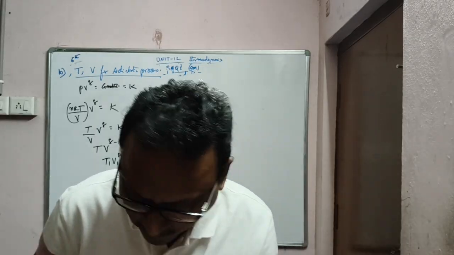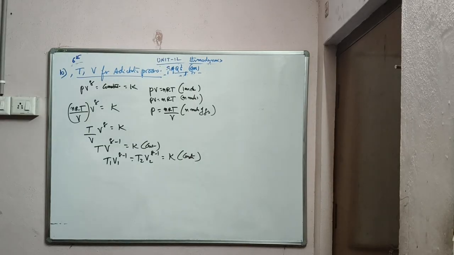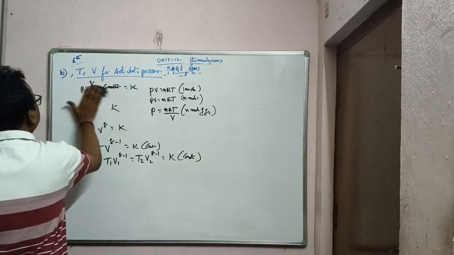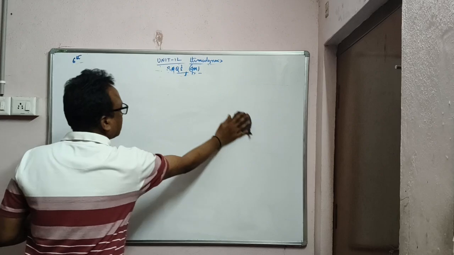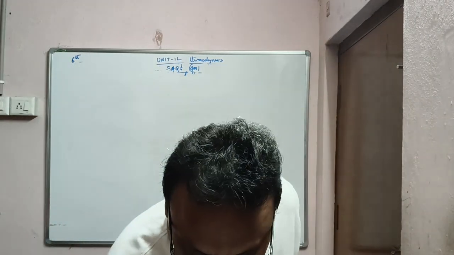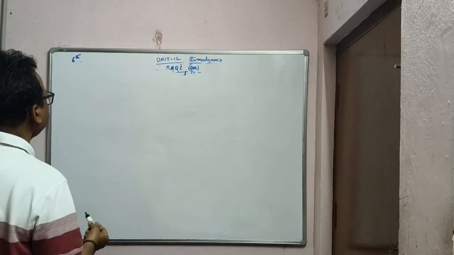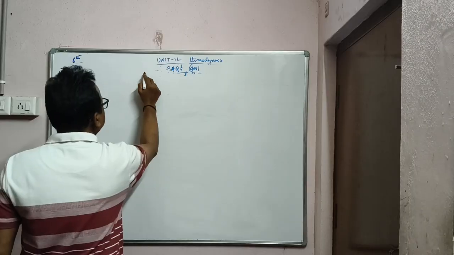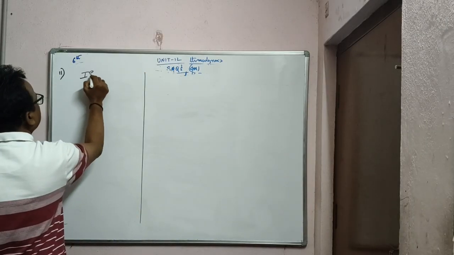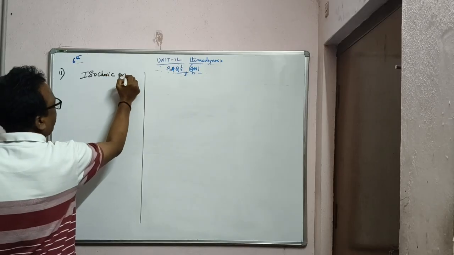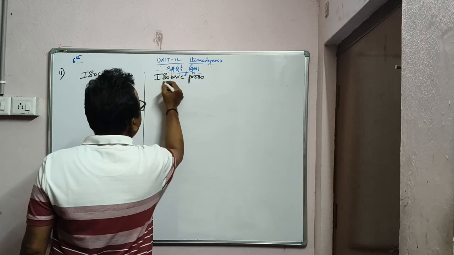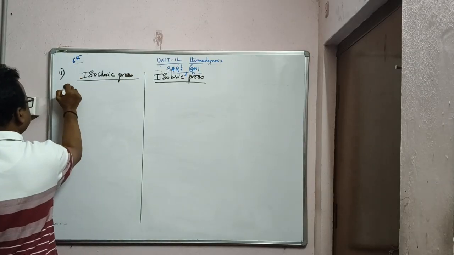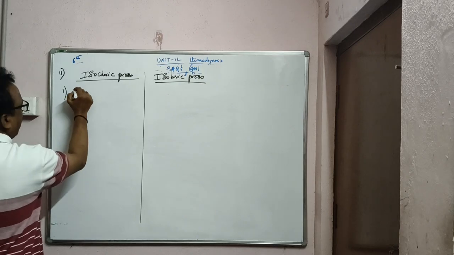Discuss about isochoric and isobaric. Next one, again we have to draw a line in the middle and explain this and that for 4 marks. 11th question: differentiate, discuss about isochoric and isobaric. Isochoric, just now discussed. Let us discuss some points. So what is isochoric? Volume constant.